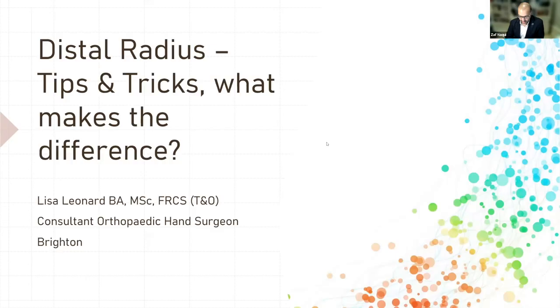Okay, thank you. To those of you who have not personally met Lisa, she is a consultant hand and wrist surgeon based in the major trauma center at Brighton. She's actually chief of the surgical division there, and she's fellowship trained in Oxford and Seattle and has a significant input in the management of hand trauma in Brighton. Her master's degree was in wrist kinematics, so hopefully we've come to the right source to get our top tips. So Lisa, over to you.